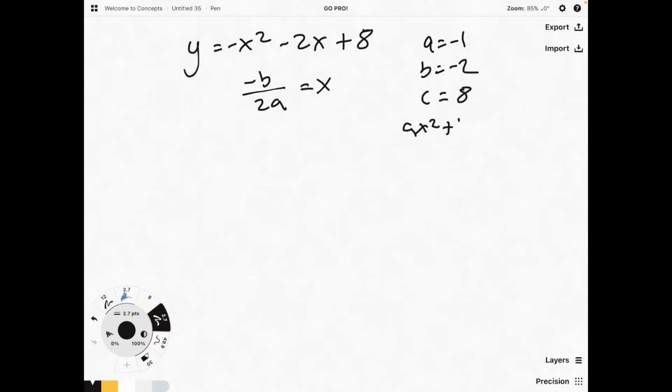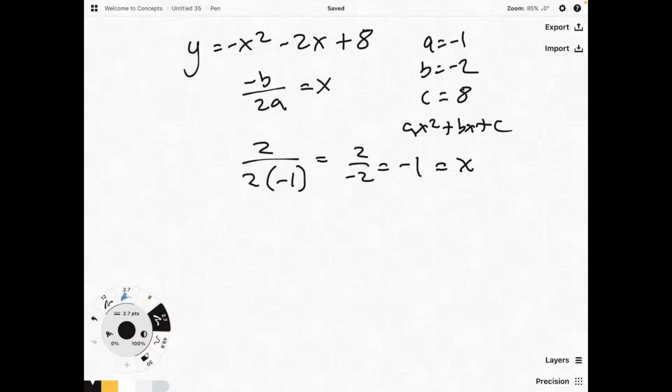ax squared plus bx plus c. And so what we want to do is solve this equation: the opposite of b, so we get the opposite of negative 2, which gives us 2 over 2 multiplied by a, which in this case is negative 1. Then we get 2 over negative 2, which is equal to negative 1, which is equal to our x value.